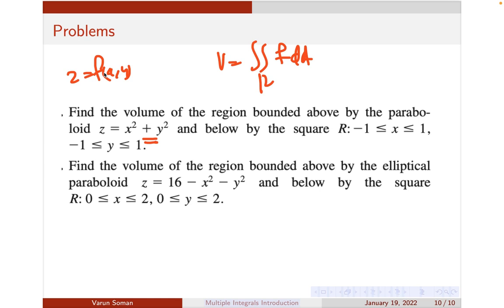So that is double integrals. In the next session, we will be talking about non-rectangular regions. That's all. Thank you.